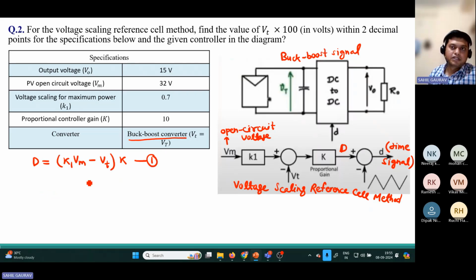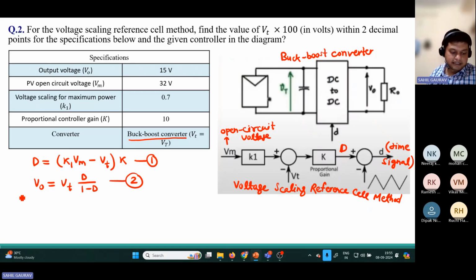Now we know this for a buck boost converter. For this buck boost converter, output voltage is input voltage multiplied with d upon 1 minus d. So this is the second equation. Now with these two equations, you can find the Vt.